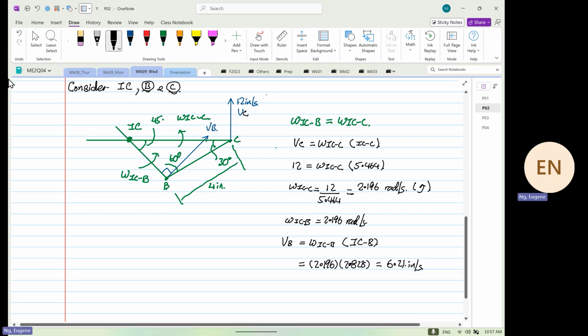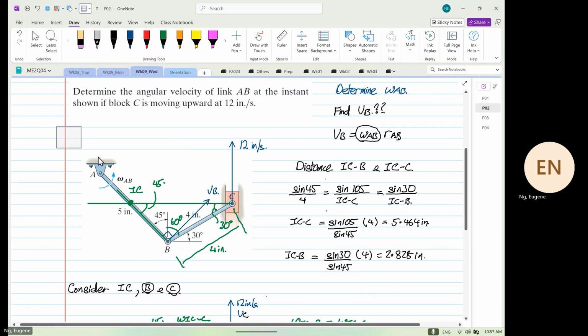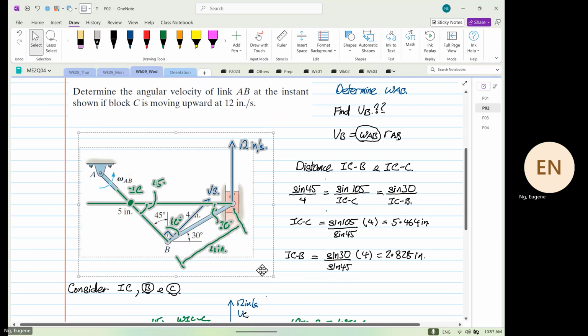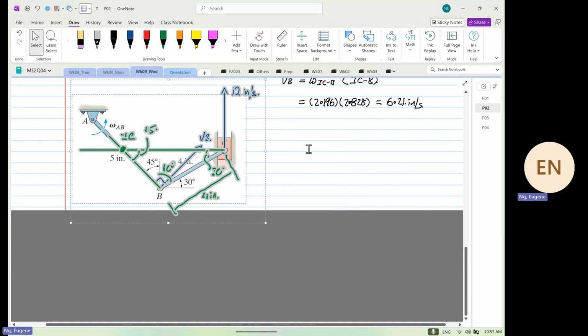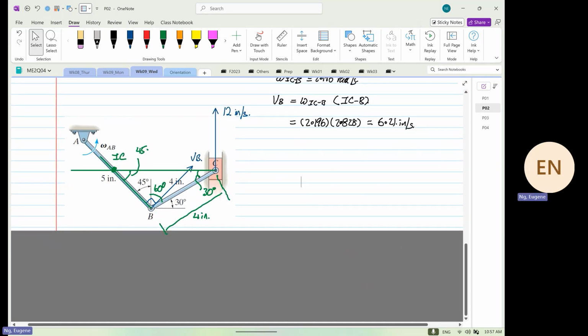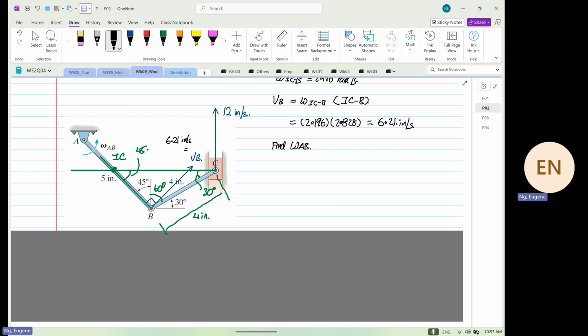So once we know this value, we go back to our original diagram. So now we know that VB is equal to 6.21 inches per second. Now we want to find omega AB. Make sure you don't use the instantaneous value. You only use the velocity. We know that VB is equal to 6.21.